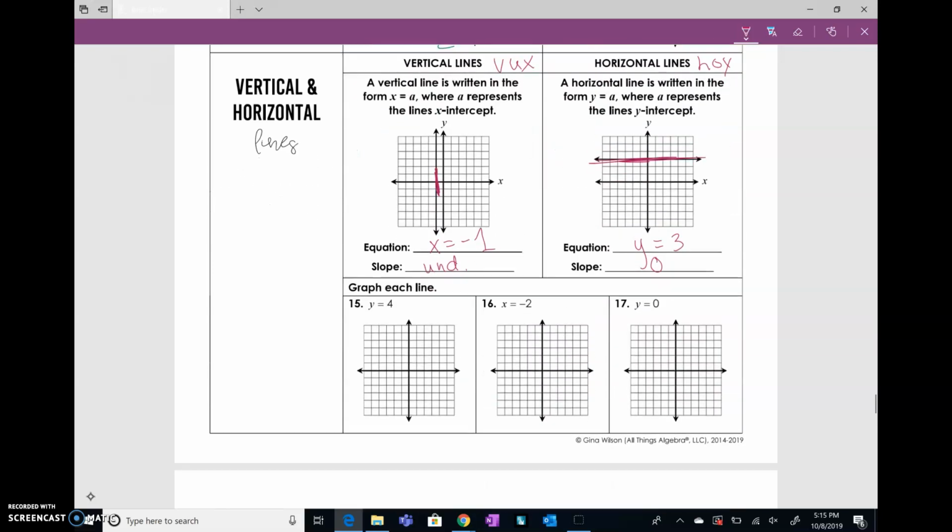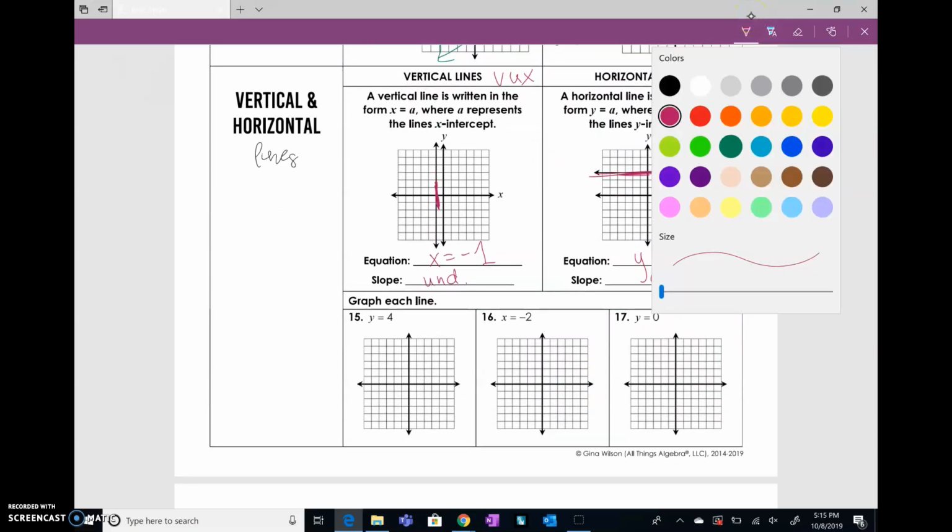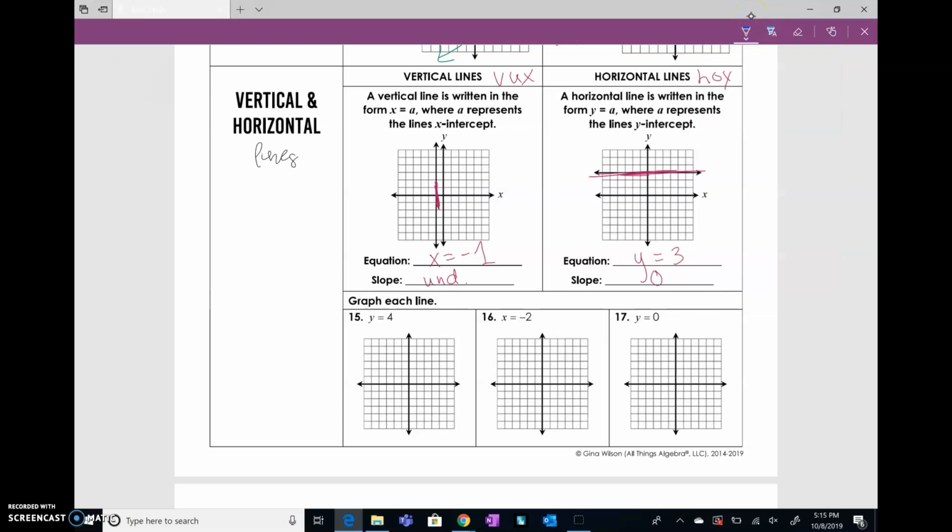Okay, so let's just practice that real quick, and then I'm done. Yay! I'm so excited. So y equals 4. It's going to be a horizontal line at 4. So 1, 2, 3, 4. The slope is 0, and it just goes like that.